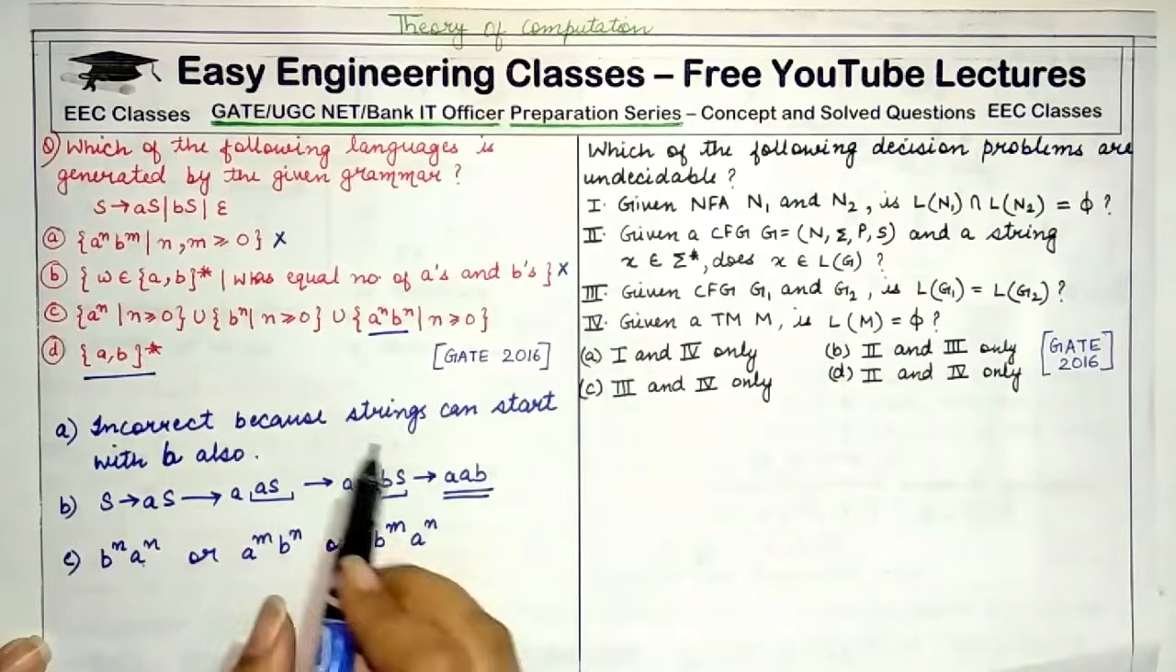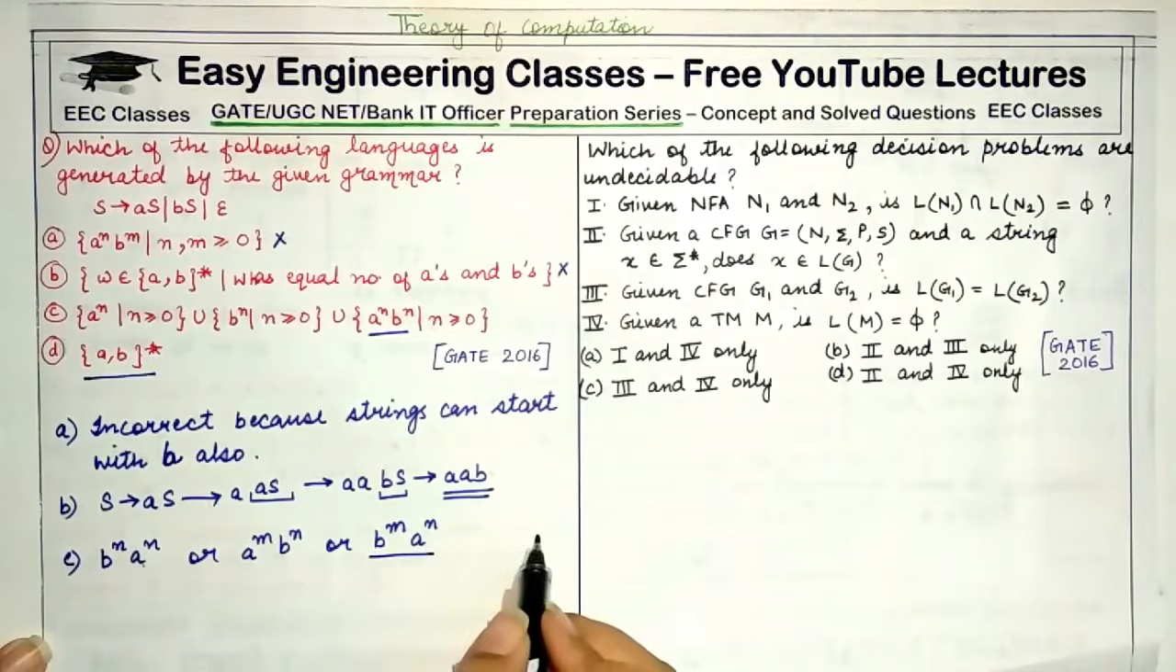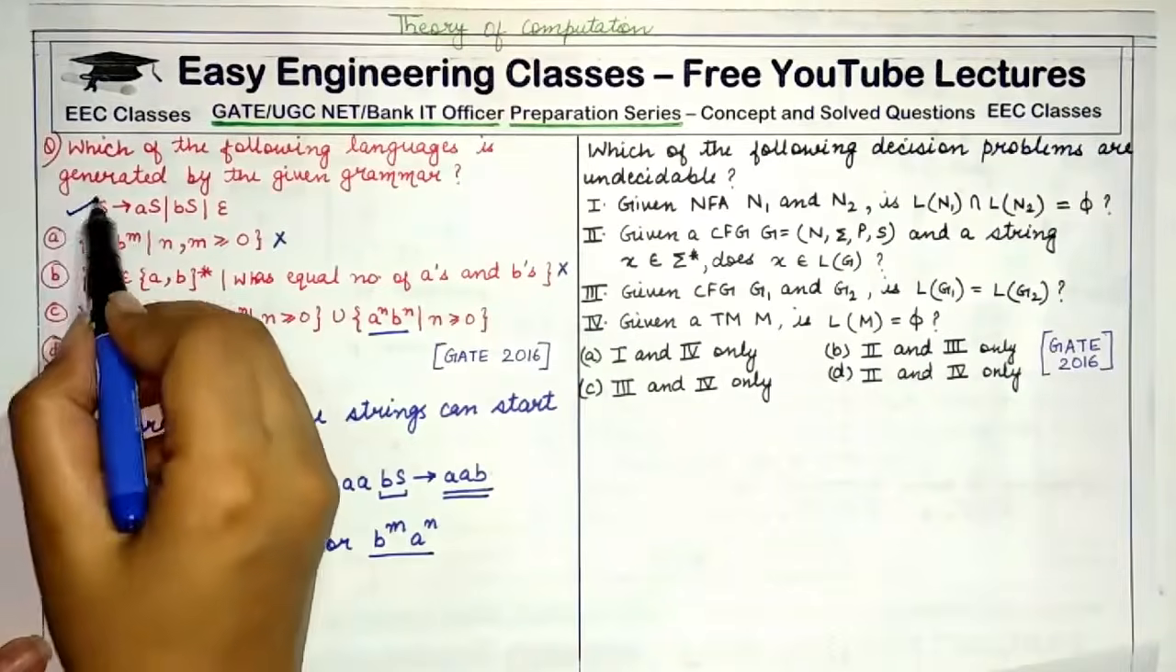Okay, you have to be very careful in reading the options. And here also, some number of B's followed by an unequal number of A's. These are the strings that would be possible through this grammar.